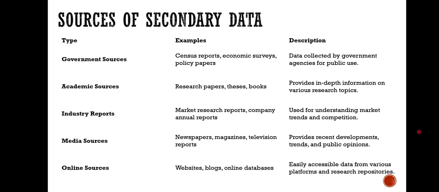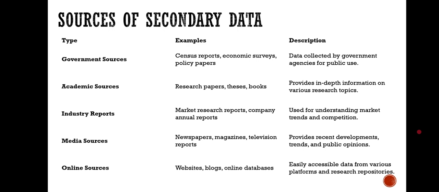Basically, government sources: this is secondary data, where data is collected by government agencies for public use. Examples of government sources are census reports, economic surveys, policy papers. Next we have academic sources, which provide in-depth information on various research topics. For example, research papers, theses, books come under academic sources.